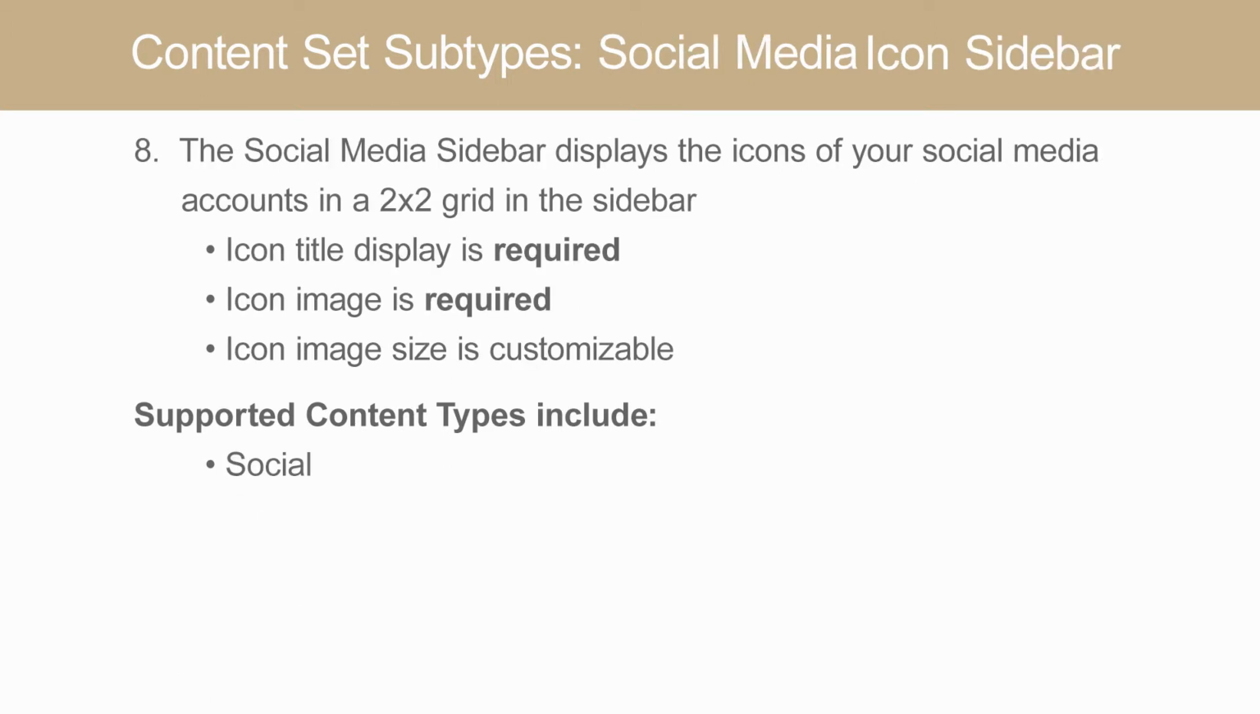The final content set subtype that we'll review is the social media icon sidebar. This subtype creates a 2x2 sidebar grid of social media icons. The image and the title are required, and the only supported content type is the social content type. The size of the icons is customizable. By default, small 16x16 icons are available in all GW Drupal websites.